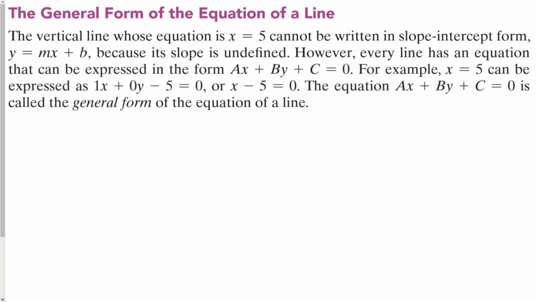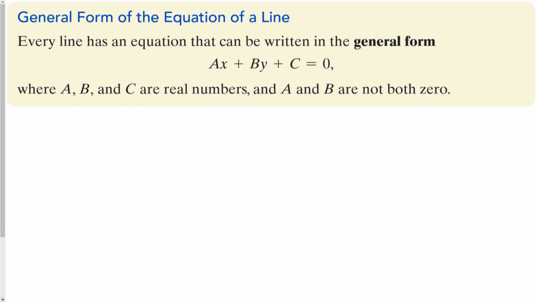Okay, so the last type of equation we're going to do is general form. The vertical line whose equation is x equals 5 cannot be written in slope-intercept form because the slope is undefined. However, every line has an equation that can be expressed in the form ax plus by plus c is equal to 0. So x is equal to 5 can be expressed as 1x plus 0y minus 5 is equal to 0, or just x minus 5 is equal to 0. The equation ax plus by plus c is equal to 0 is called the general form of the equation of the line.